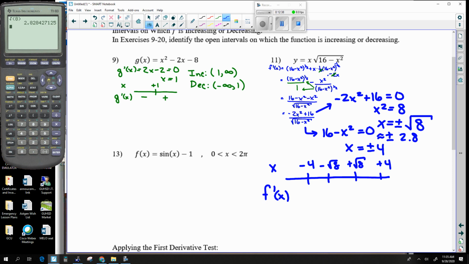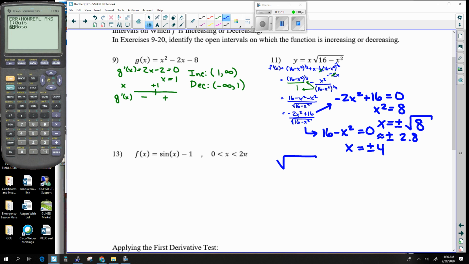Okay, so testing these out, let's test a really small number, smaller than negative 4, like negative 5. Putting this into the derivative, the derivative is negative 2x squared plus 16 divided by the square root of 16 minus x squared. Oh, okay. I ran into this last time. A square root can't have a negative on the inside.